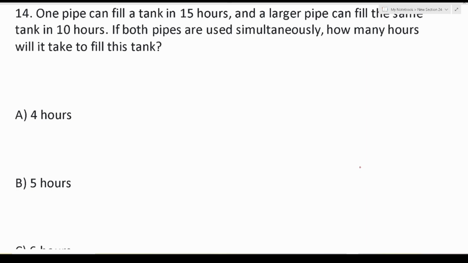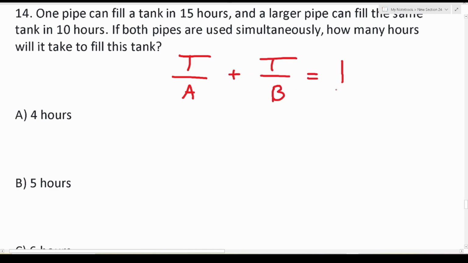So this is a combined rate problem, and I made a video on this. And in that video, I mentioned that you can use a generic formula to represent combined rate problems algebraically. Notably this one, T over A plus T over B equals 1. This T refers to the time it takes both things working together to complete one task. Okay? A refers to the time it takes one thing to complete the task by itself, and B refers to the time it takes the other thing to complete the task by itself.